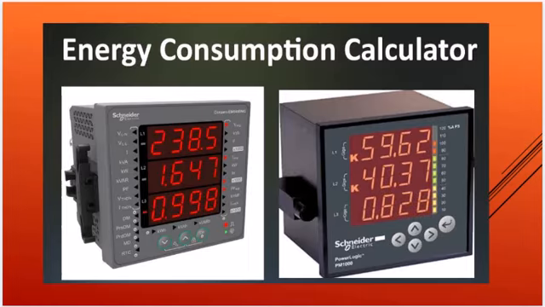Energy consumption calculator. The image shows two digital meters. The meter on the left shows a reading of 238.54 V, which is likely voltage, 1.6474, which is likely amperes, and 0.998, an unknown unit. The meter on the right shows readings of 59.624 K, which is likely kilowatts, 40.374 K, which is likely kilowatts, and 0.8284 K, which is likely kilowatts.